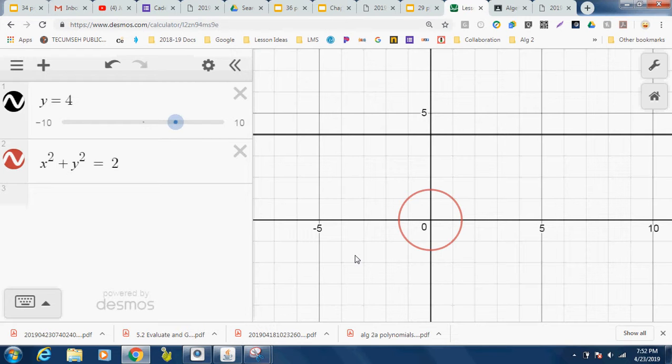So if I'm going to sketch this really fast, y equals 4, and then this one. It's like 1.4. The square root of 2 is what its radius is. Okay, no solution.